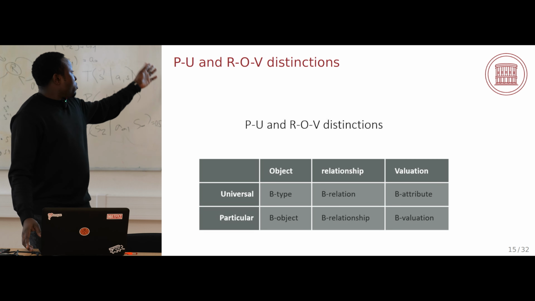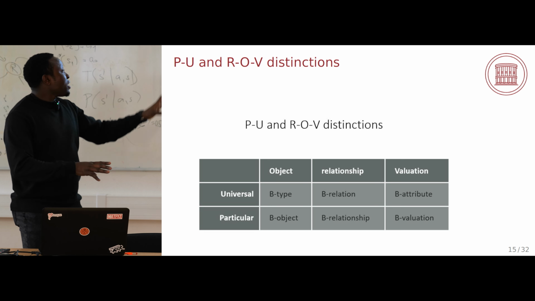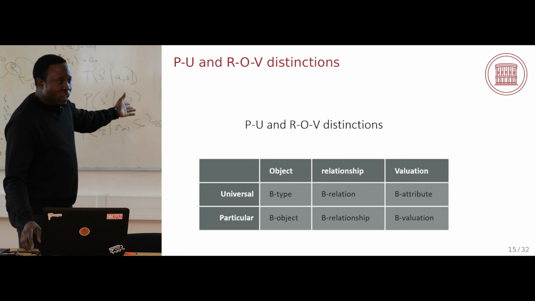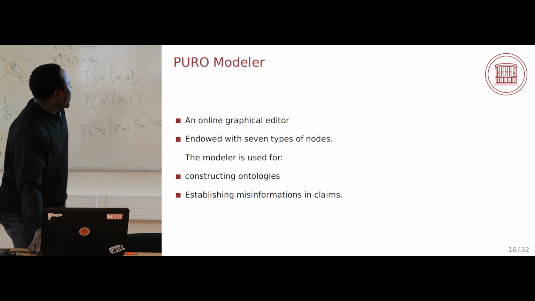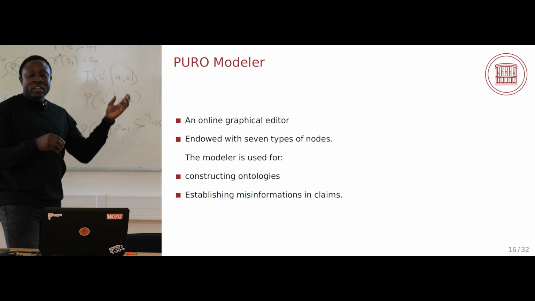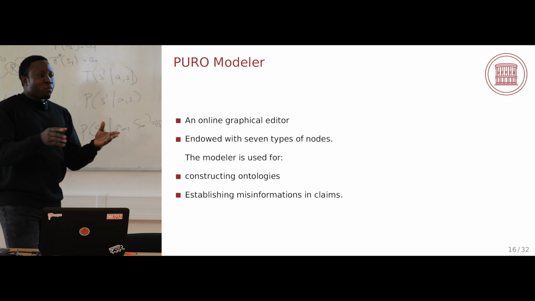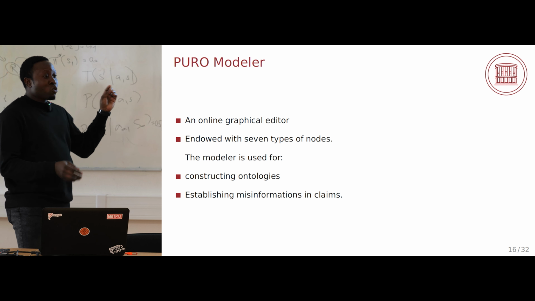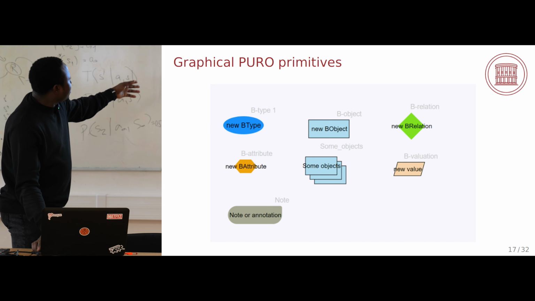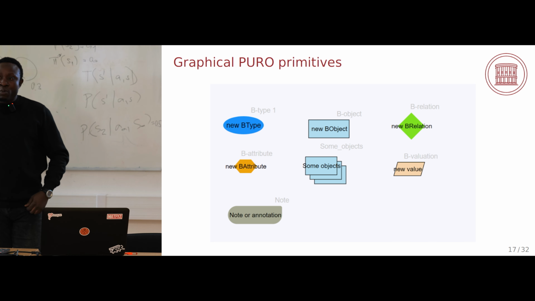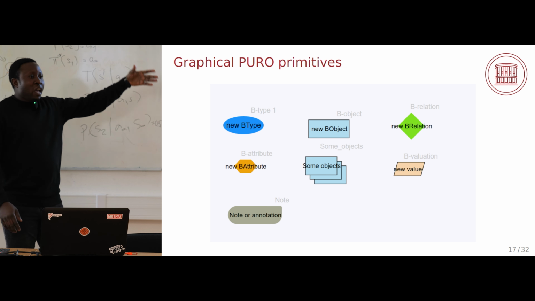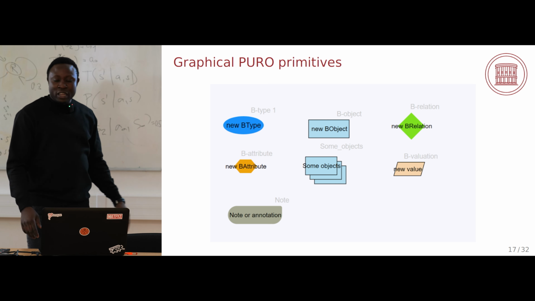So these are more of the universals and the particulars, and these are our Puro terms, which we are going to look at the logical formalizations of these axioms using Puro. Okay. So, like I said, Puro also has its own tool for structuring its ontology, just like OWL has Protege. It is more like the Puro modeler. And this is the graphical interface of what the Puro modeler is. The B types, the B objects, the B relation, these are what I just explained earlier. Okay.